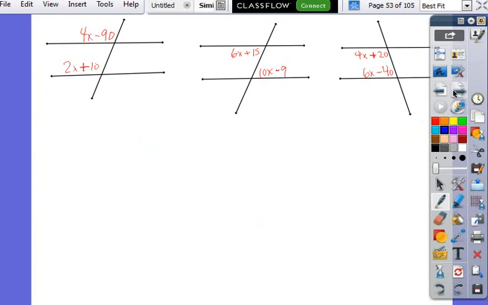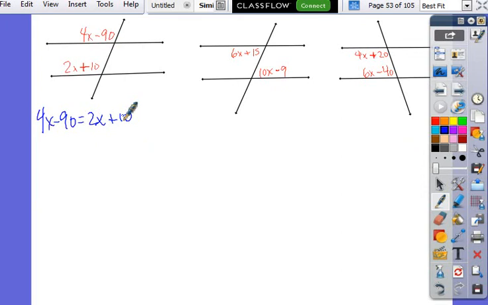All right, on the first one, what kind are they? Corresponding. Which means they're the same. Corresponding better be equal to each other. See, I had it right. Dang. Corresponding is equal to each other.